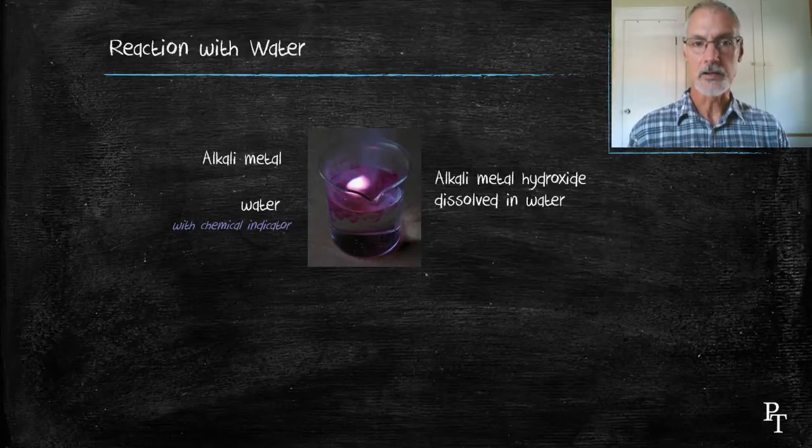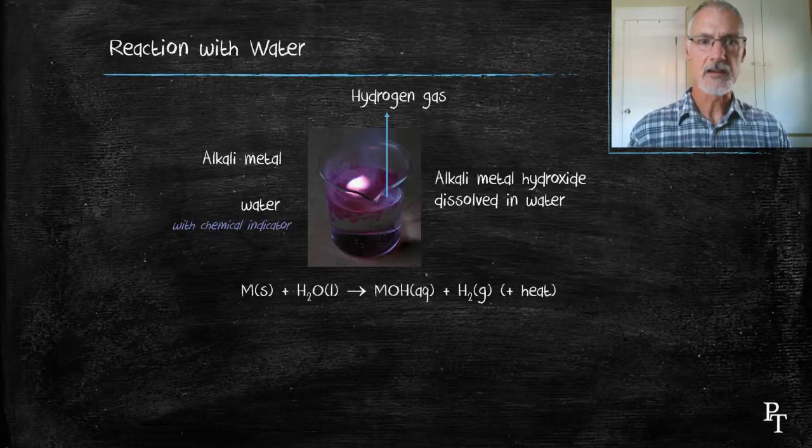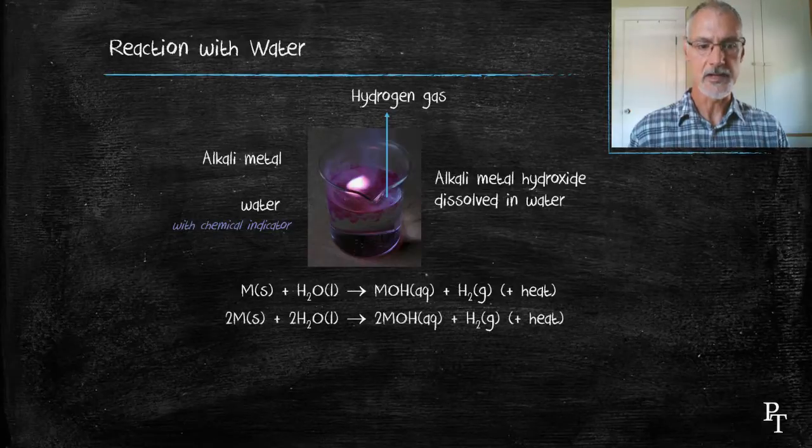So a metal and water will produce a metal hydroxide. They'll produce hydrogen gas as well as heat. Here we have the unbalanced chemical equation. To balance it, we'll need a few coefficients of 2 to balance out the number of atoms.